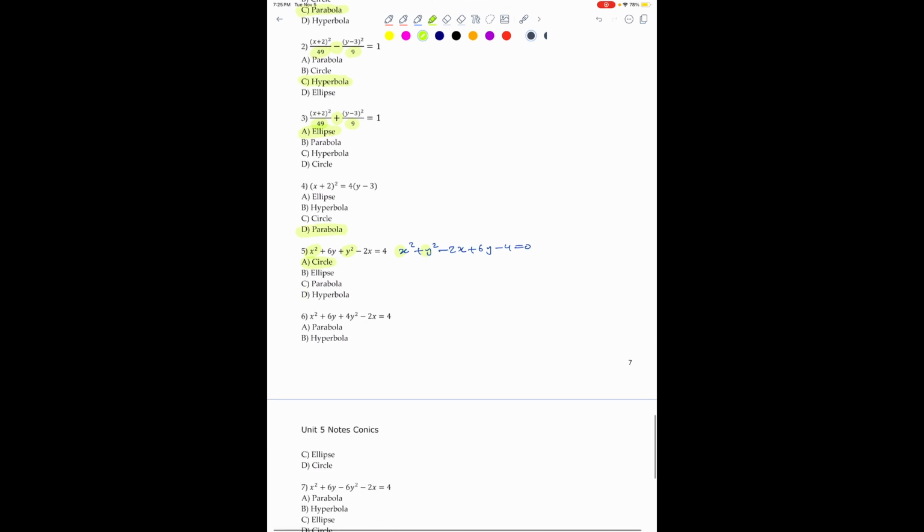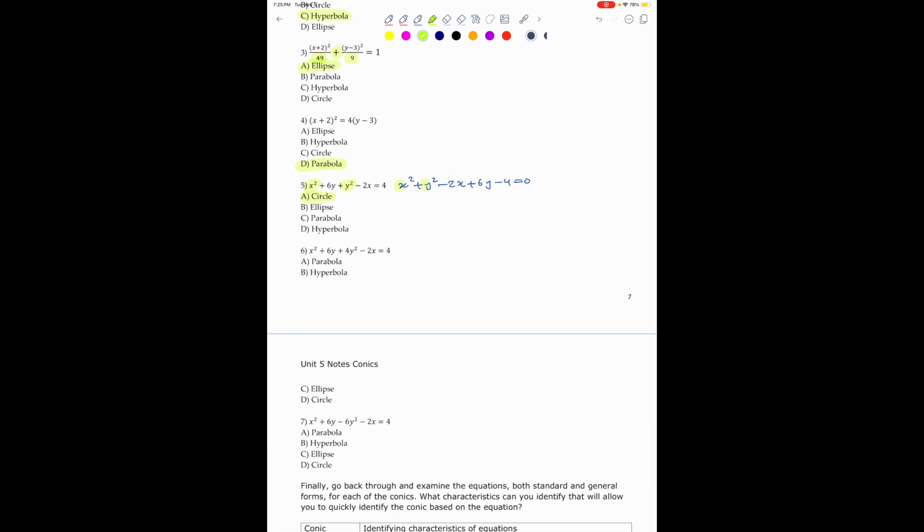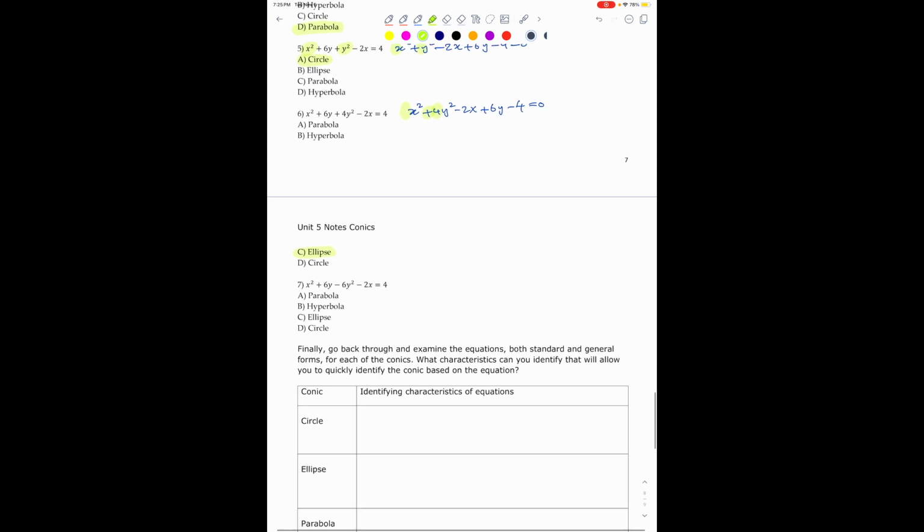The next equation, x squared plus 6x plus 4y squared minus 2x equals 4. Notice how if I rearrange the terms, this is going to be x squared plus 4y squared minus 2x plus 6y minus 4 equals 0. First of all, the sign in between x squared, y squared is positive. However, the coefficients are not equal, which makes it an ellipse. So the choice is C, and the answer is an ellipse in this case.